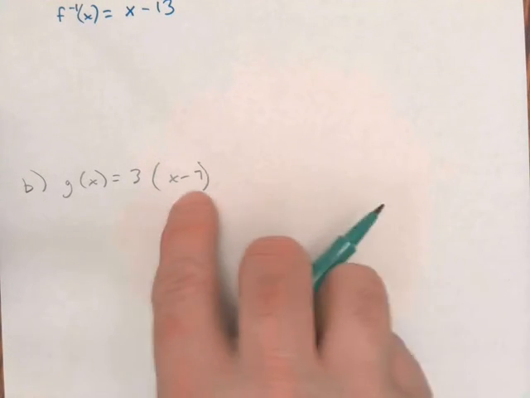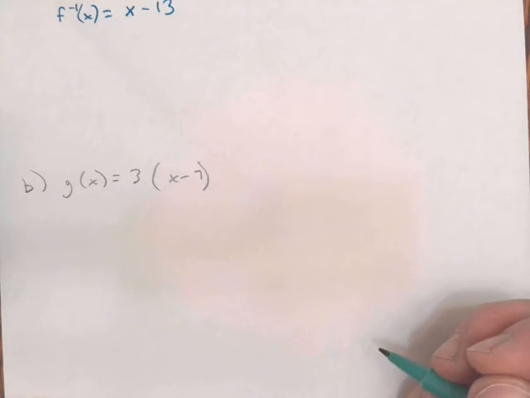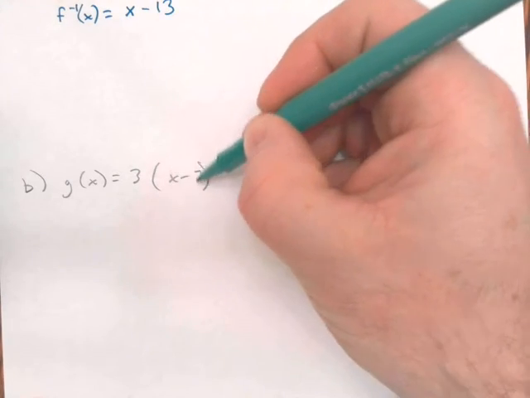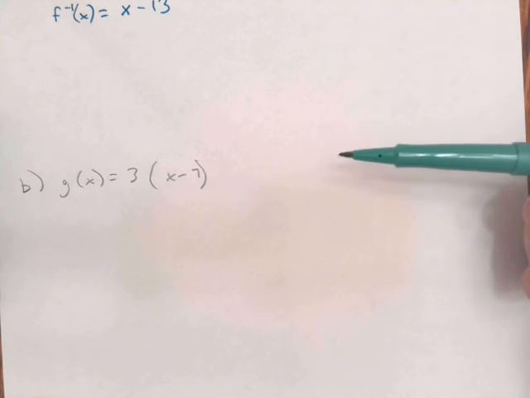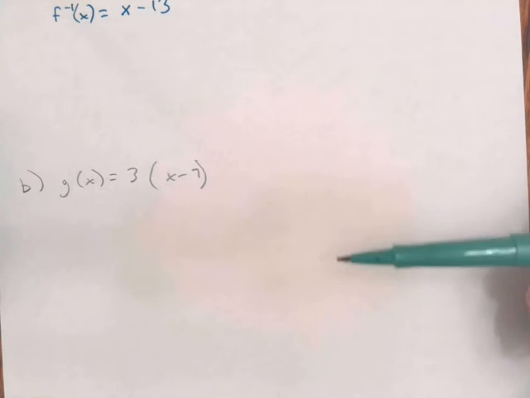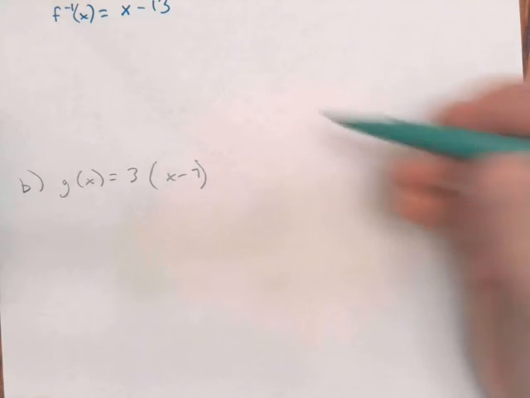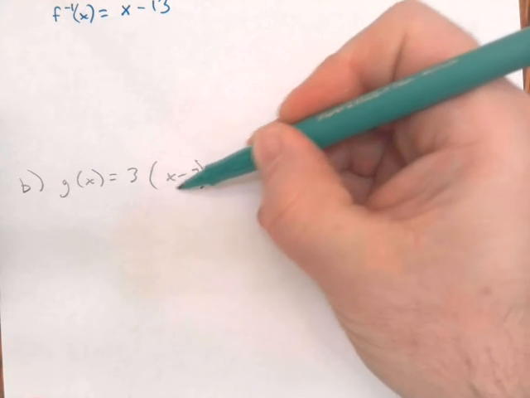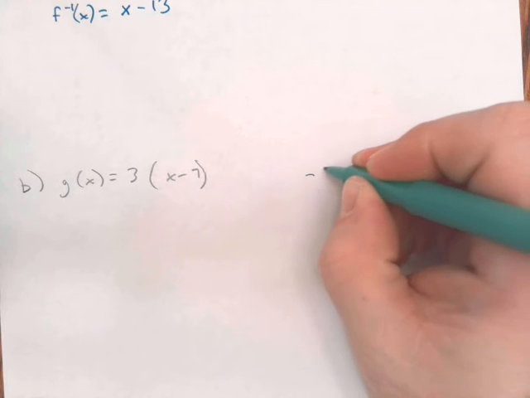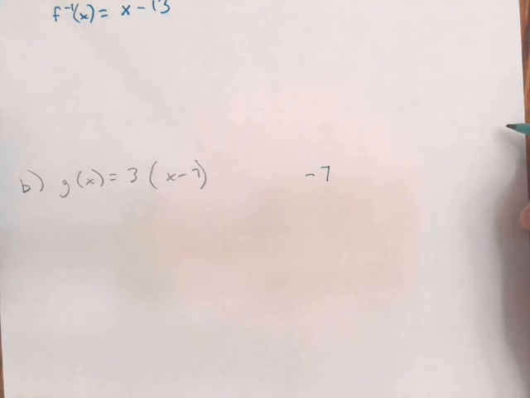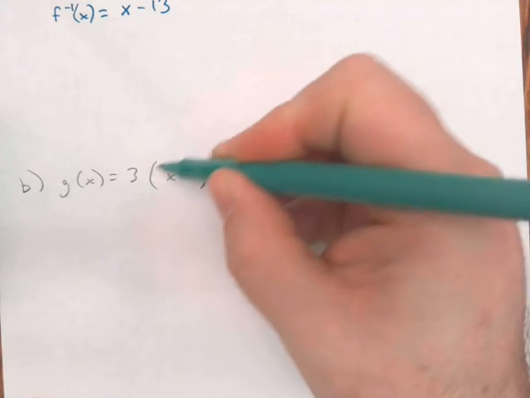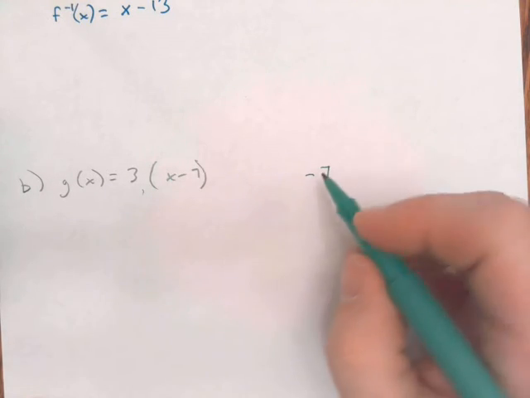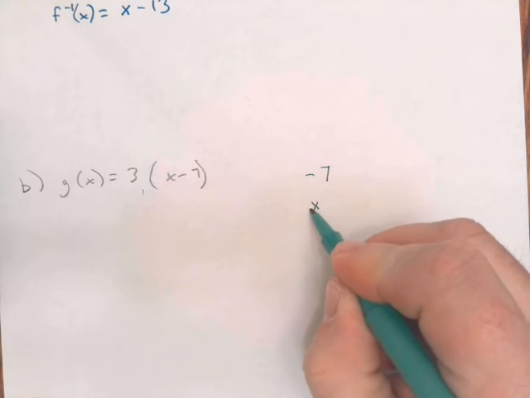For letter B, we have a new function, g of x. More is happening this time to our variable. Here's our variable x, and there are two operations in this problem. If I were to write down in a column all of the operations that are happening to x, if I plugged a number in for x, the first operation that would happen is a subtract 7. After that step, the last operation would be to multiply by that 3.